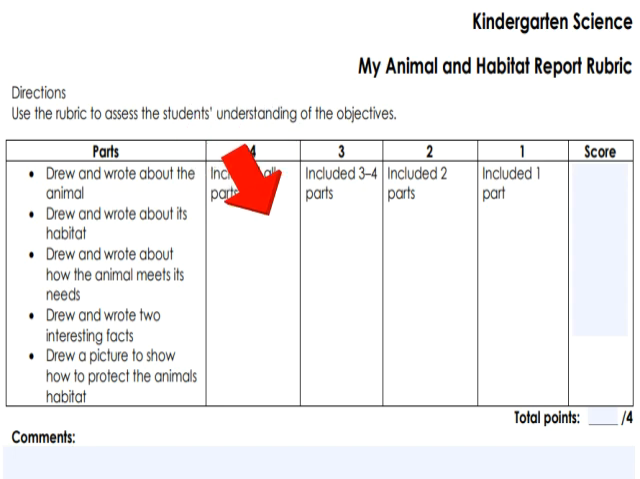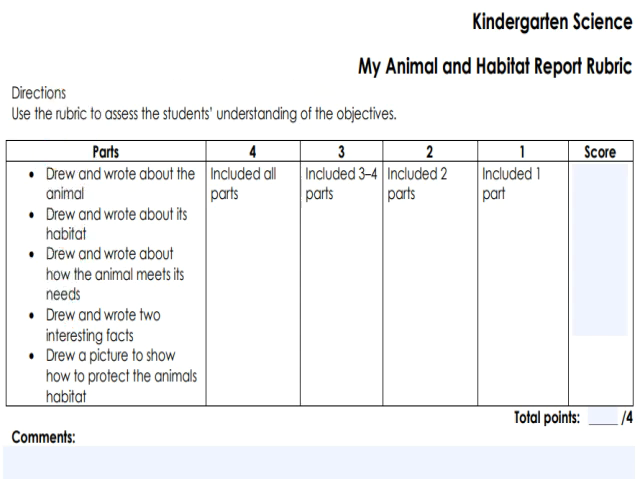First, let's look at our rubric to see how we can get a really good grade. If I look in the highest scoring box right here in this column, it says number 4 included all the parts. Wait a minute, what are the parts? Let's look over here and find out. First, it says I drew and wrote about the animal. Next, I drew and wrote about its habitat. Then I drew and wrote about how the animal meets its needs. Fourth, I drew and wrote 2 interesting facts. And last, I drew a picture to show how to protect the animal's habitat.